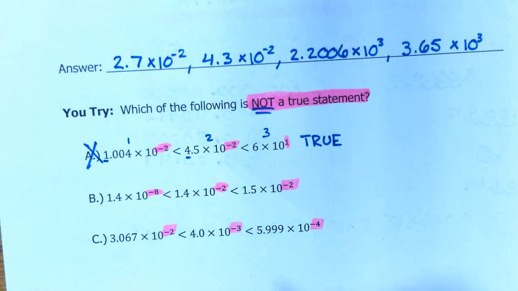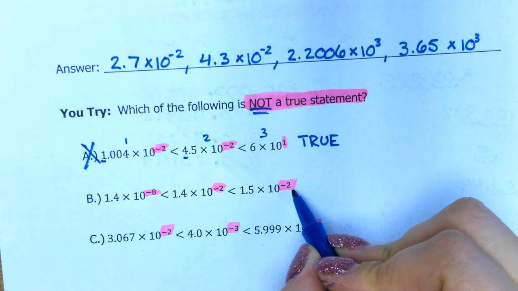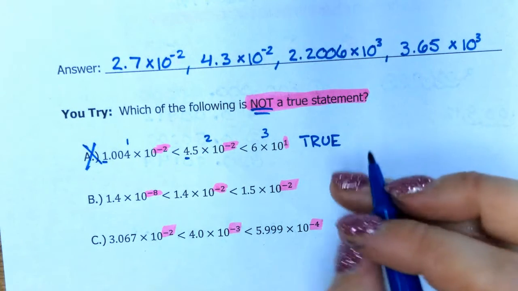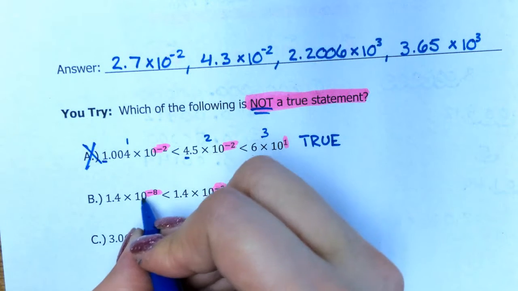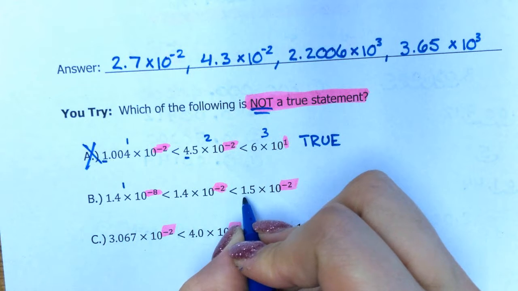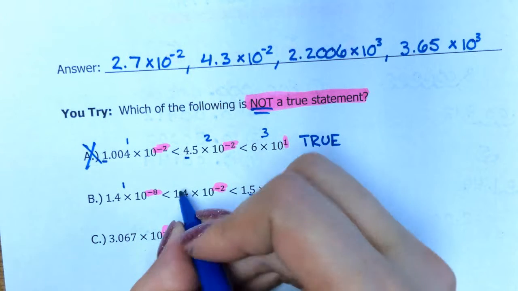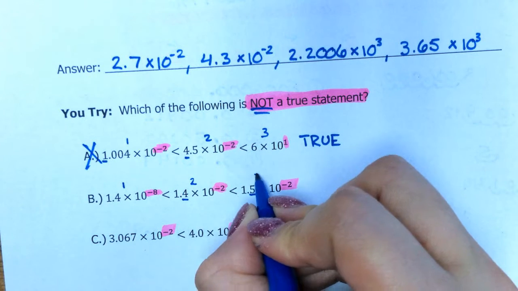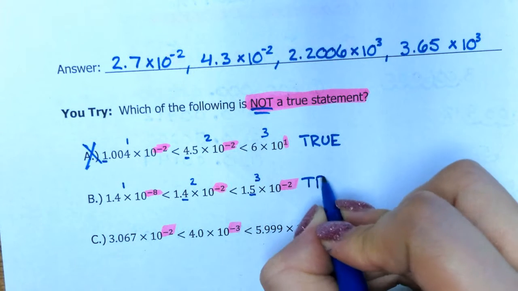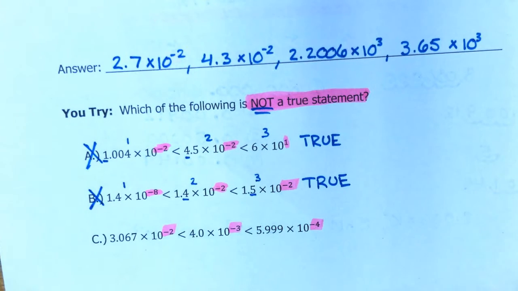Let's look at the next one. -8, -2, -2. Okay, so now I need to look at my first numbers again. So I know -8 is going to be the smallest. Oh, they're both 1s. So I look at the next number, 4 and 5. 4 is smaller than 5, so this is going to be my second one, and that would be my third one. Making this also true, so it is not my answer.